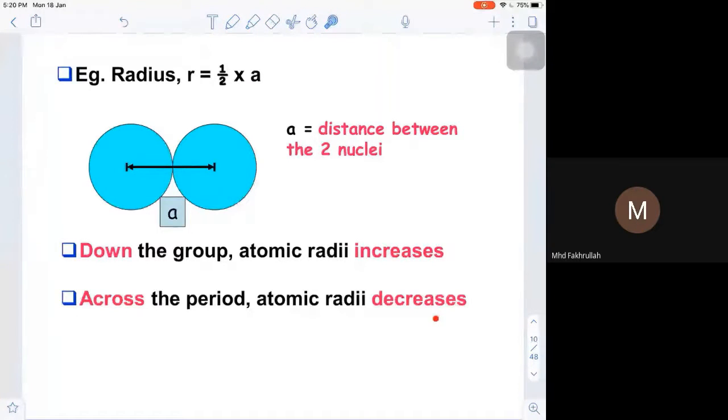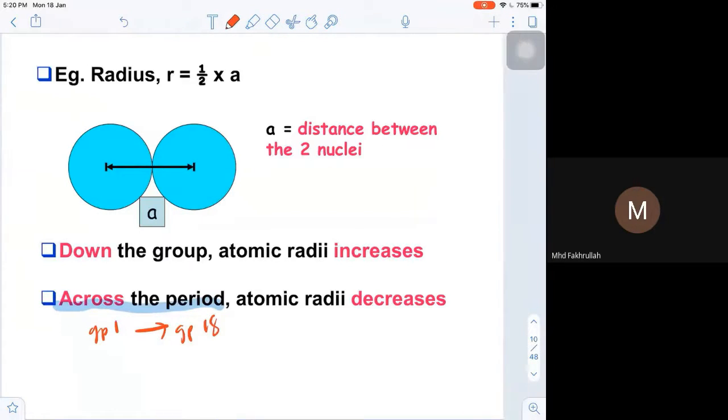When we use the term across the period, it is always from group 1 to group 18. It is never from right to left. It is always from left to right of the periodic table. So going down increases, going across the period decreases. Look at this.